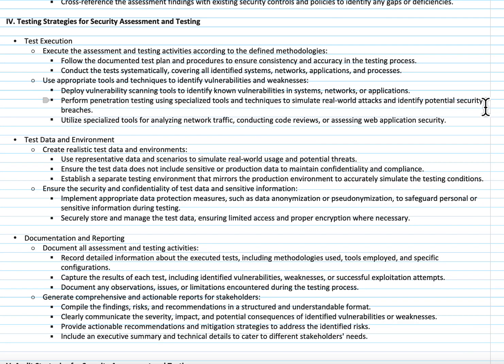Now, what are some testing strategies for security assessments that you can kind of look at? Now, there's basically 3 buckets as well. You've got test execution, test data and the environment, and then documentation and reporting. So execution is basically you're following through with the assessment that's occurring.